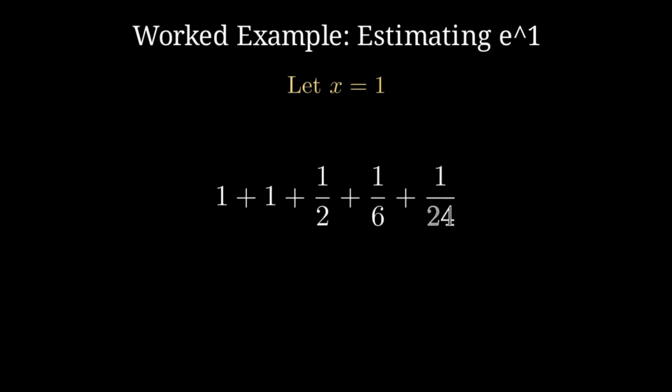Let's use the first 5 terms to estimate the value of e itself by setting x to 1. Summing these terms gives us 2.708. Compared to the actual value of approximately 2.718, we are already within 1% accuracy using just 5 simple terms.